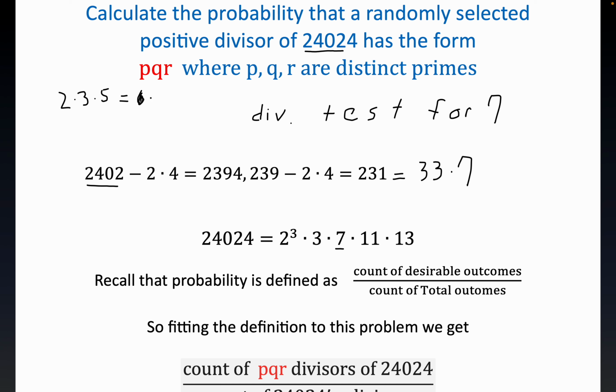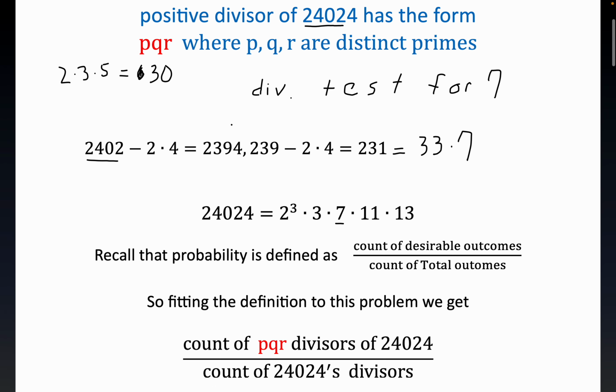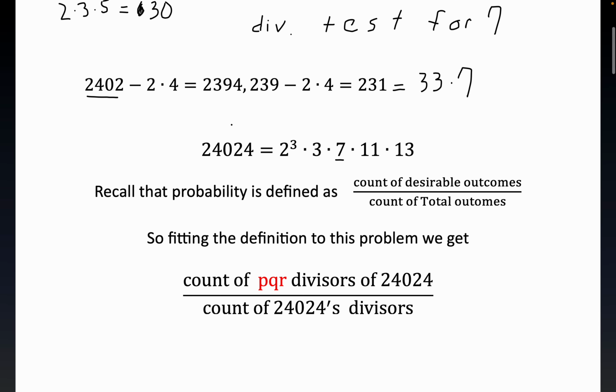30 is equal to 30, right? Okay. So that would be the smallest PQR divisor. And it's pretty clear that's not a divisor of 24,024. But we need to be able to count them some way, okay? So one way to do this, it's really quite simple. If you've had any discrete math at all, this isn't so bad.